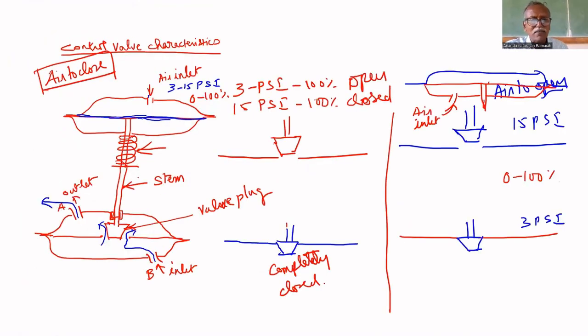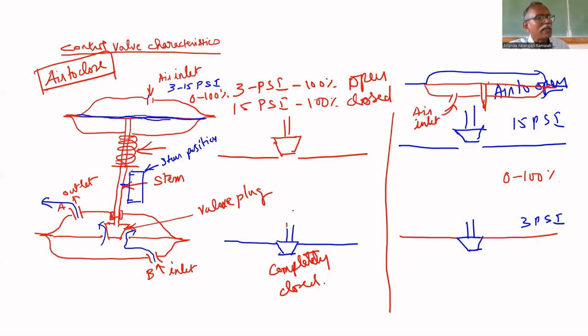Here in the stem, one scale is fitted, with markings. There are 5 divisions so that the opening can be varied in 5 different ways: 0, 20%, 40%, 60%, 100%. So you can see the opening on the scale. This is the stem position scale. By using that scale, you can see the opening.